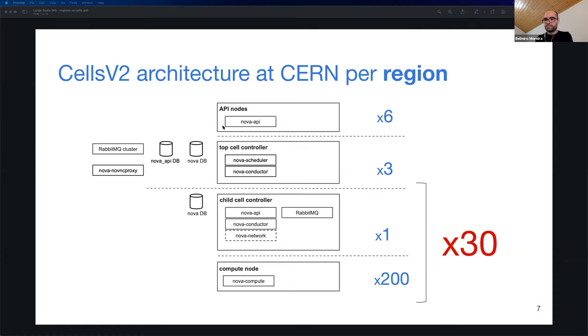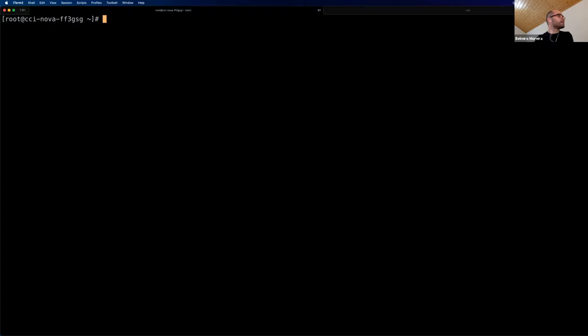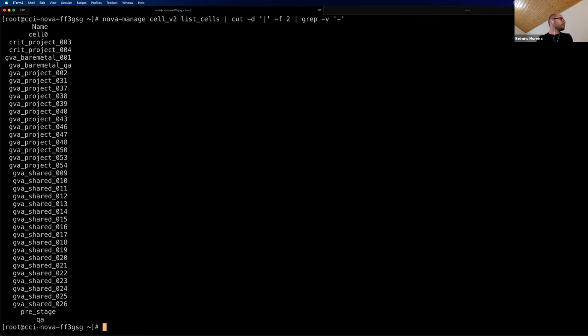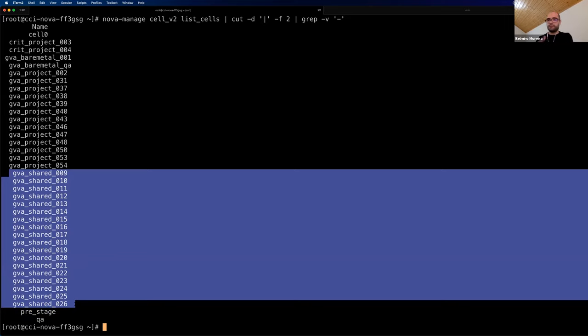Okay, so I would like to show you now the cells that we have in one of the main regions. As I said, because cells are completely transparent to users, there is no API to interact with them. So we need to use the old nova-manage commands. To see the cells in a region, basically you just do a list cells. I'm skipping the output because I don't want you to see all the database details and RabbitMQ connections that also are displayed by this command. As you can see here, we have in this region all these cells, the cell C0. Then we have all these shared cells, we call them like this. If a normal user authenticated in the CERN cloud tries to create an instance, it will end up in one of these cells. This is completely transparent to the user.